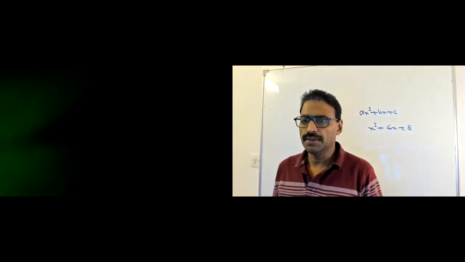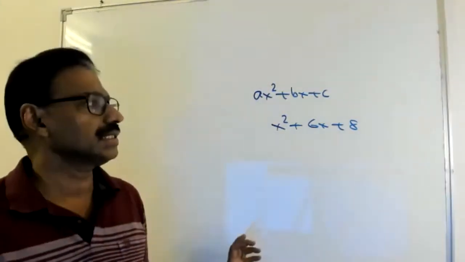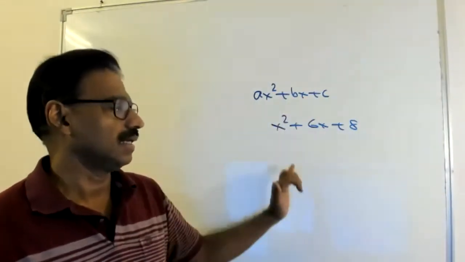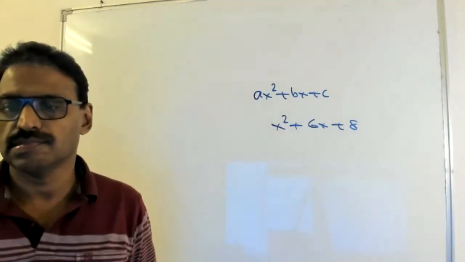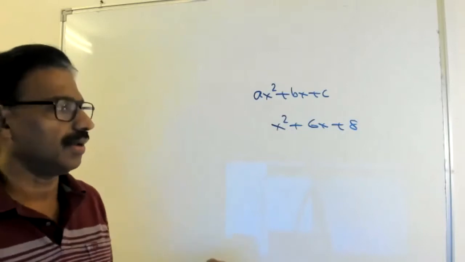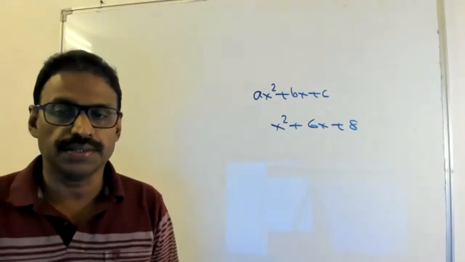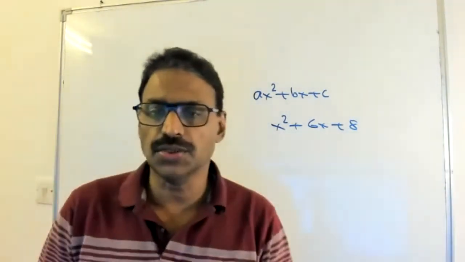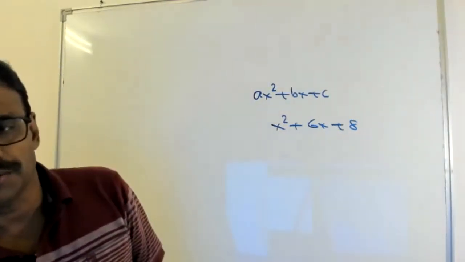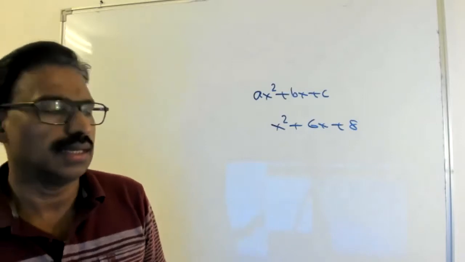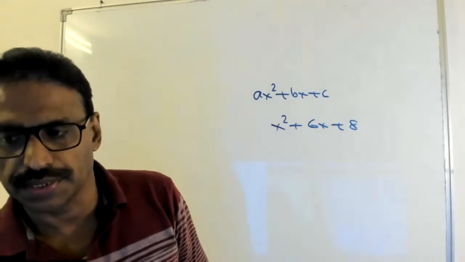C is the constant term. Clear now? A is what? A is the coefficient of x square. B is the coefficient of x. C is the constant term. For example, what about here A? So it's 1. A is 1. B is 6. C is 8. There is no easy method to find the zeros. You have to do only splitting the middle terms. That's only. Okay. So look here now.